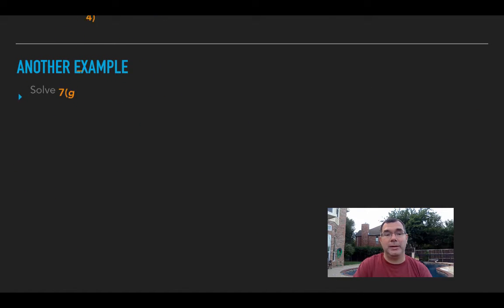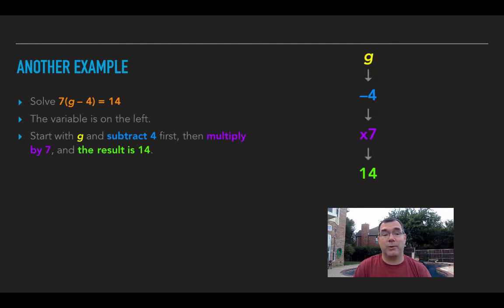Here's another example. If I have 7 times g minus 4 equals 14, the g minus 4 is in parentheses, so the subtraction has to come first. The variable is on the left. I'm subtracting 4, then multiplying by 7, and then I get an answer of 14.